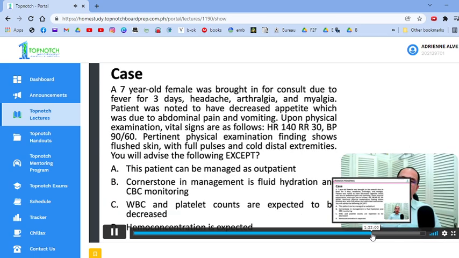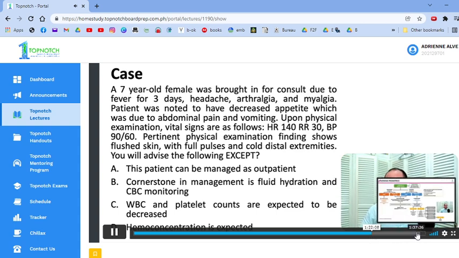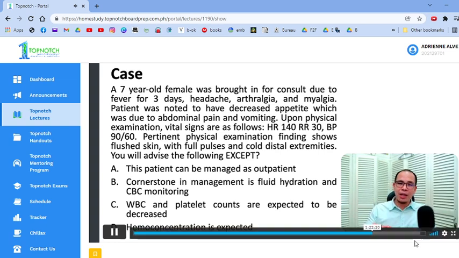Going to read the references. For every degree Celsius above 38, yung heart rate mo, it can increase by around 10 beats per minute. So yung 140, masyado mataas yan. Okay? And your patient has cold distal extremities. So lumalamig na yung extremities niya, again, that's a sign of shock.